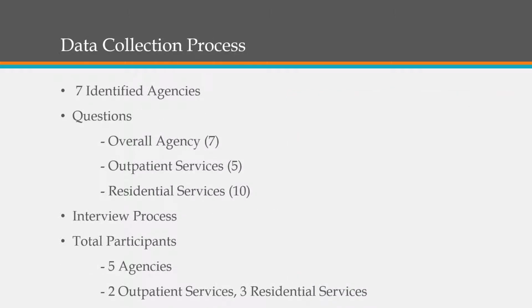My data collection process included identifying 7 agencies that provided both residential as well as outpatient services to survivors of sex trafficking. These organizations were Streetlight, Mingus Mountain Academy, Intermountain Health Centers, Jewish Family Children Services, as well as an organization called Sold No More. Questions were created in 3 categories: overall agency questions, questions for those that provided outpatient services, as well as questions for those that provided residential services. I had 5 agencies that participated in the interviews, 2 for outpatient services and 3 for residential services.